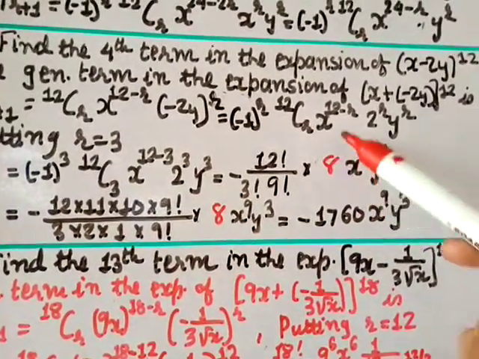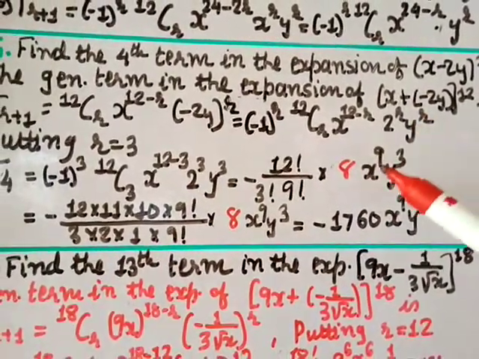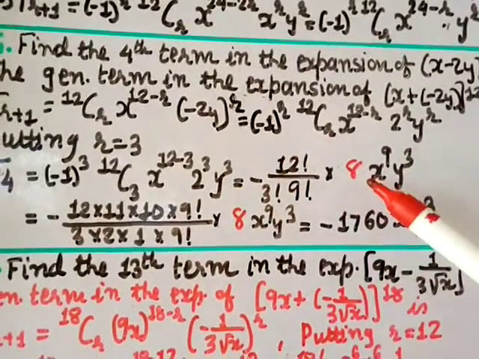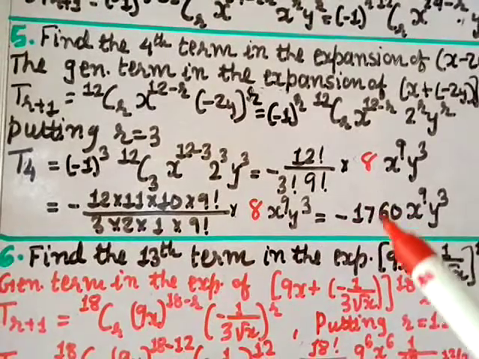Make the correction: this cube, 2 cube is 8. I think by mistake I have written 3 cube. So this one is 2 cube, that is 8, right? And then when you cut it, you will get the answer 1760. It is negative x power 9 y power 3.